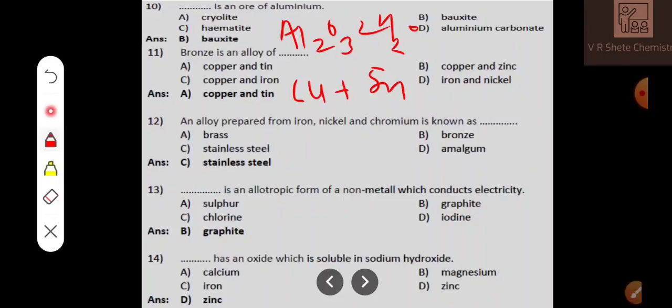An alloy prepared from iron, nickel and chromium: stainless steel is the alloy which is prepared from iron, nickel and chromium. So the most important components are iron and carbon.